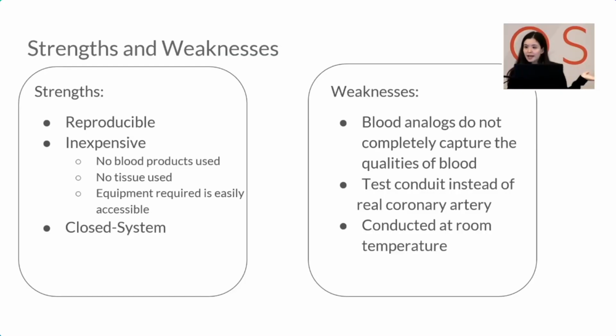However, blood analogs are not blood. So it doesn't capture all the qualities of blood and different changes that are made in every single clinical situation. Additionally, when we used our 18 French Foley catheter as our coronary artery, it doesn't mimic the real properties of actual coronary arteries. So it's impossible to say with 100% certainty that this is exactly what you're experiencing at your clinical sites and at your different hospital systems.